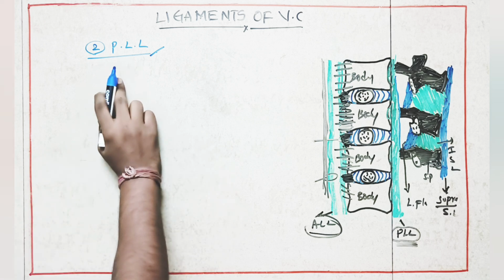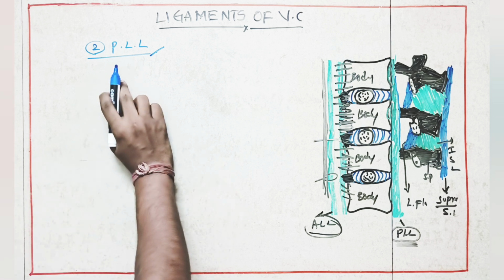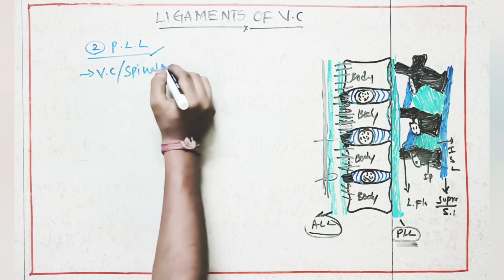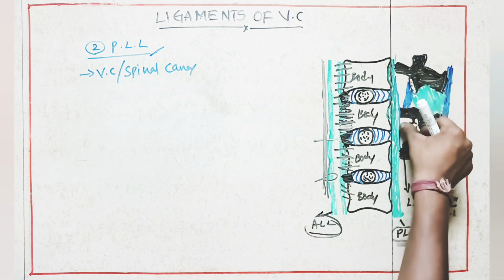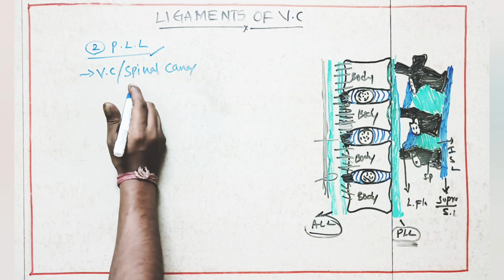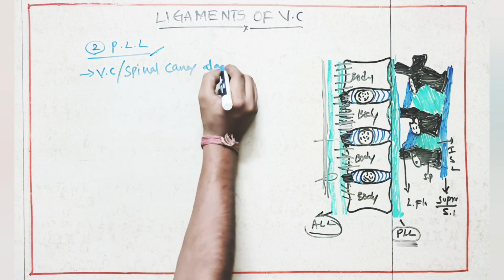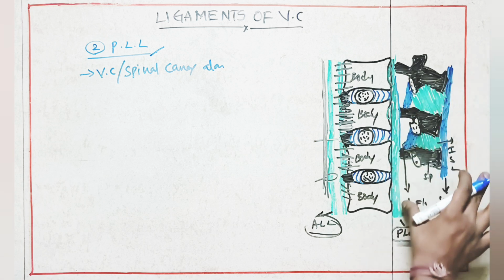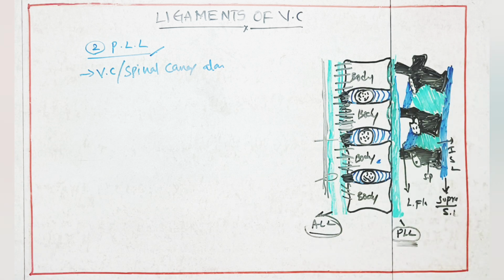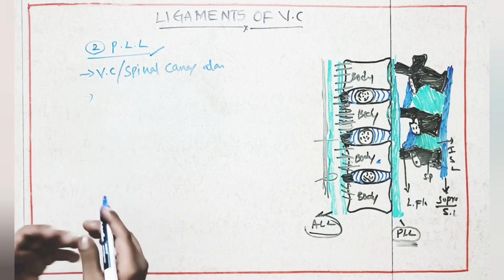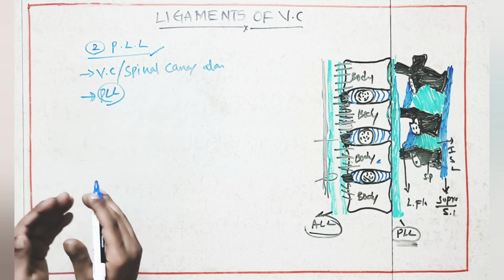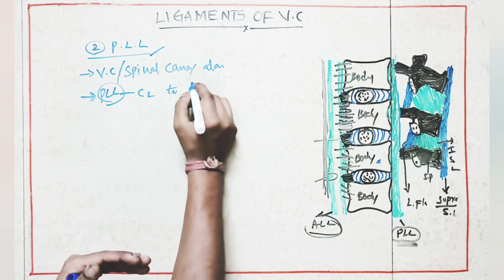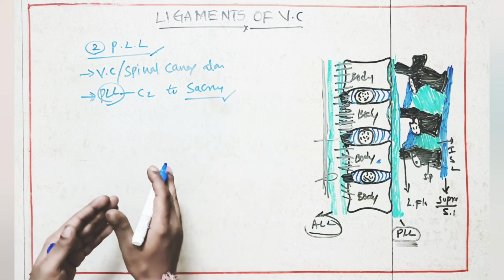This posterior longitudinal ligament runs within the vertebral canal, also called the spinal canal. So it will be present here posteriorly, along the posterior surface of the vertebral bodies. From where to where can we see this ligament? From the second cervical vertebra to the sacrum, we can see this posterior longitudinal ligament.